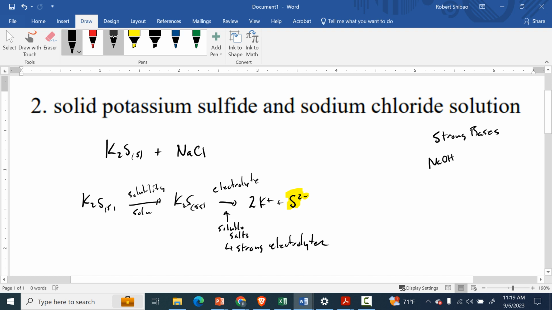But I separate it differently. I think of sodium hydroxide as being a soluble salt, and soluble salts dissociate. And so, it's dissociated into sodium ions and hydroxide ions. And then I think of hydroxide as being the strong base. This is the strong base.